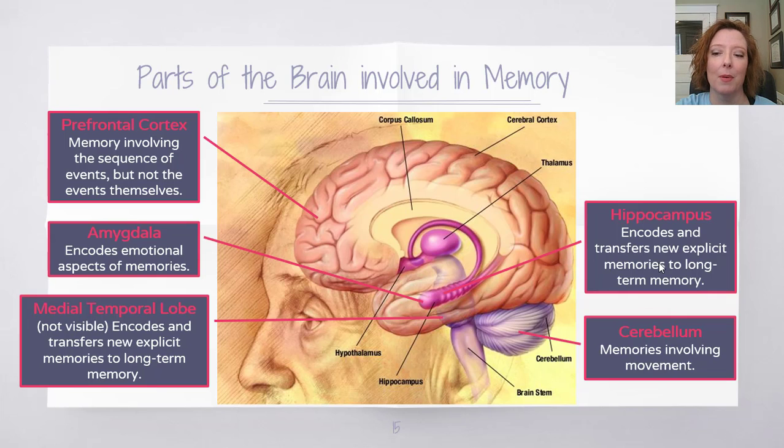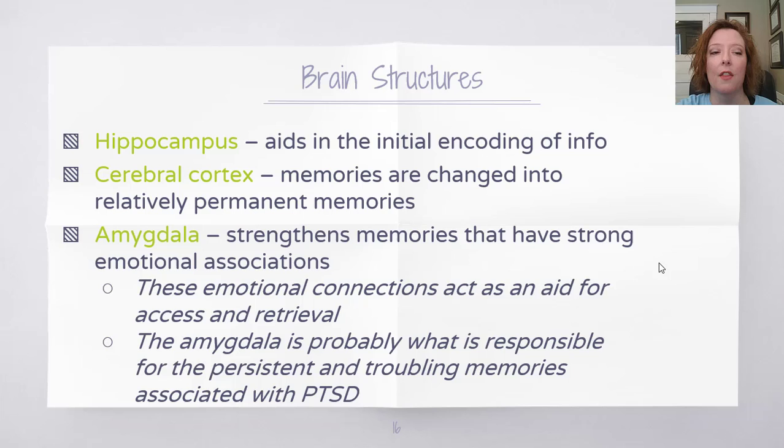And then you have the hippocampus and the cerebellum. The hippocampus encodes and transfers new explicit memories into long-term memory, and the cerebellum is going to have memories involving movement. So again, the hippocampus aids in the initial encoding of information, so it's the starting point. The cerebral cortex is where memories are changed into more or less permanent memories, and the amygdala strengthens memories that have strong emotional associations. Basically, these emotional connections could also potentially act as an aid to access and retrieve those memories, and it's probably what's responsible for the persistent and troubling memories associated with post-traumatic stress disorder.